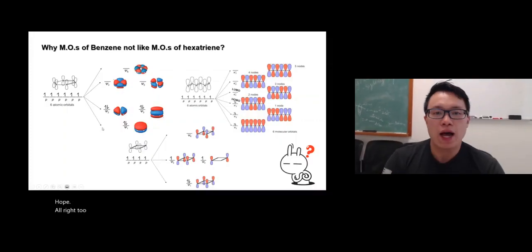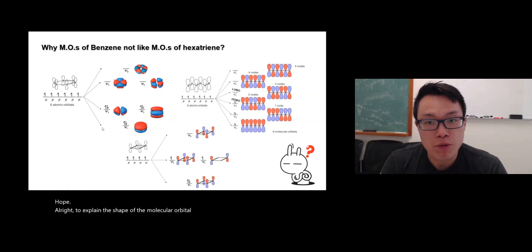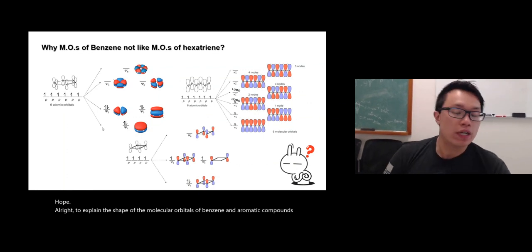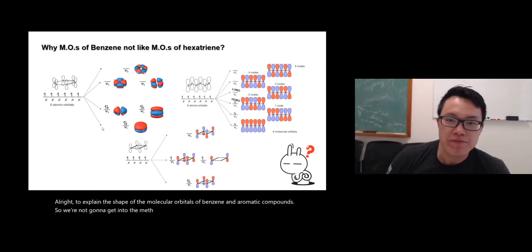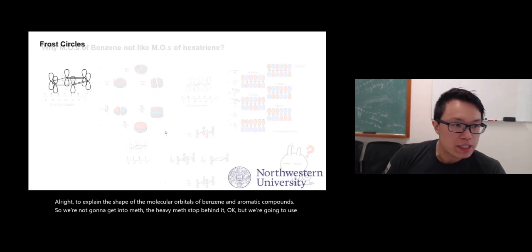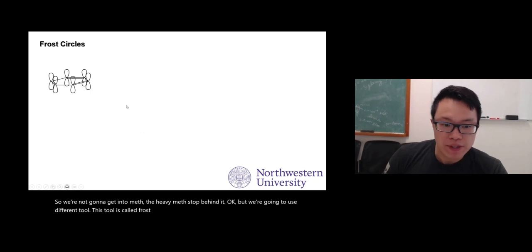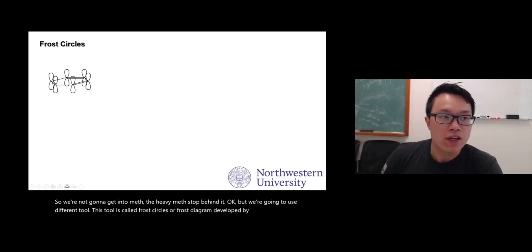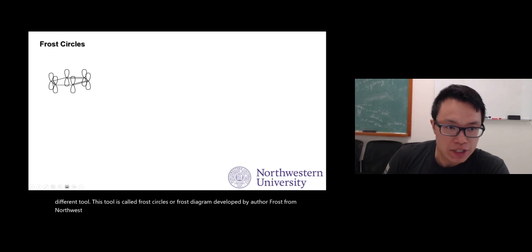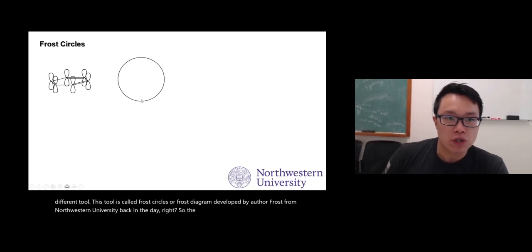All right, to explain the shape of the molecular orbitals of benzene and aromatic compounds, we're not going to get into the heavy math behind it, okay? But we're going to use a different tool. This tool is called Frost circles or Frost diagram, developed by Arthur Frost from Northwestern University back in the day. So the Frost circle goes like this.